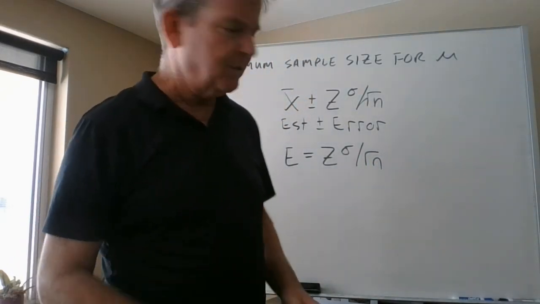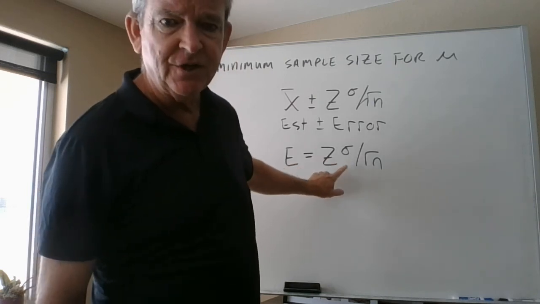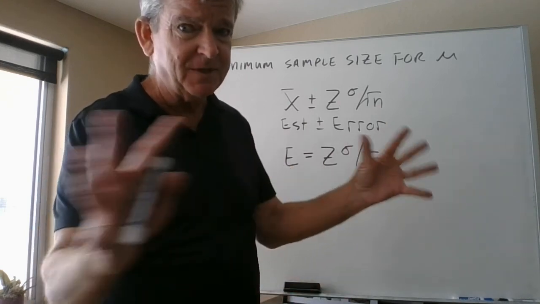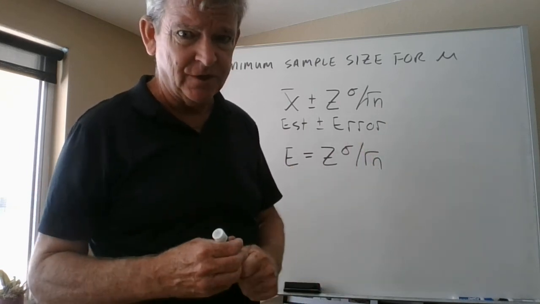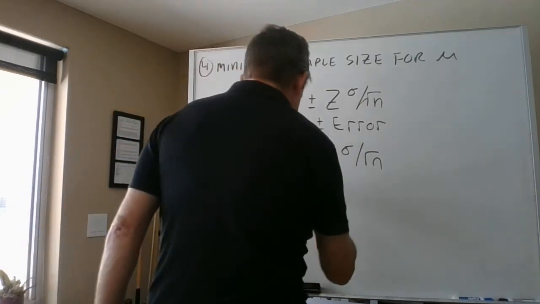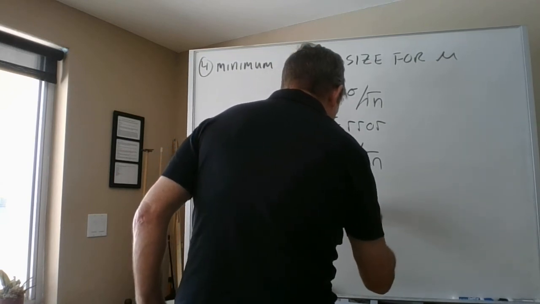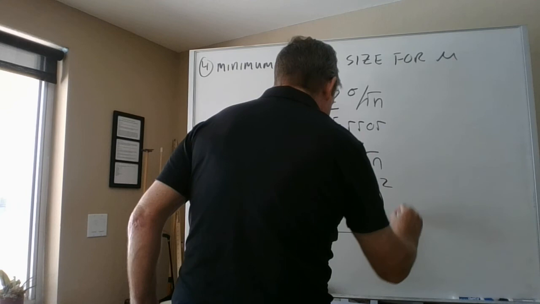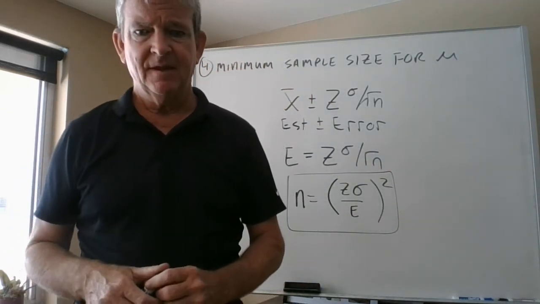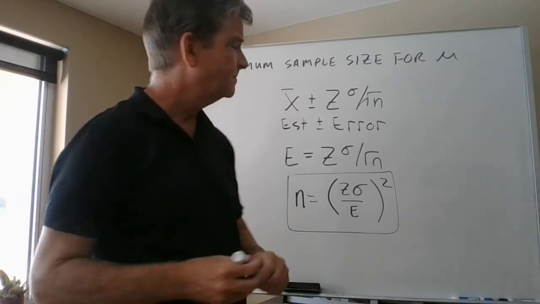If you know the amount of error you're willing to live with, the confidence level you want, and you know the standard deviation, you can use algebra to solve for n. I'm just going to skip the algebra because you're not going to actually have to do it, but I know you all better know your algebra, okay? There's your formula. That's the minimum sample size for mu. Let's do a simple problem.